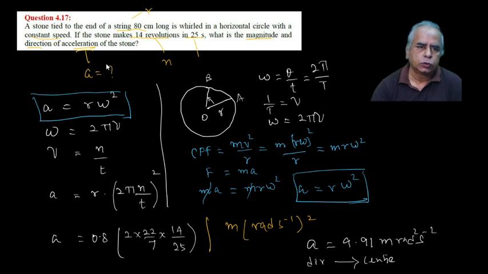In this tutorial, I'll be explaining a very important problem based on centripetal acceleration. Let us go through this problem. A stone tied to the end of a string 80 centimeter long is whirled in a horizontal circle. It means we are rotating the stone in the horizontal way with a constant speed. If the stone takes 14 revolutions in 25 seconds, what is the magnitude and direction of acceleration of the stone?